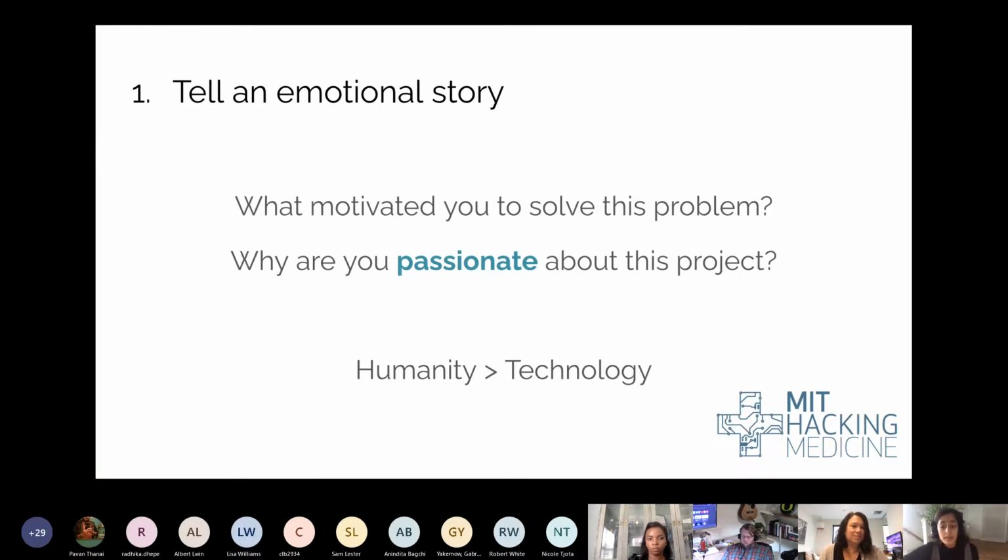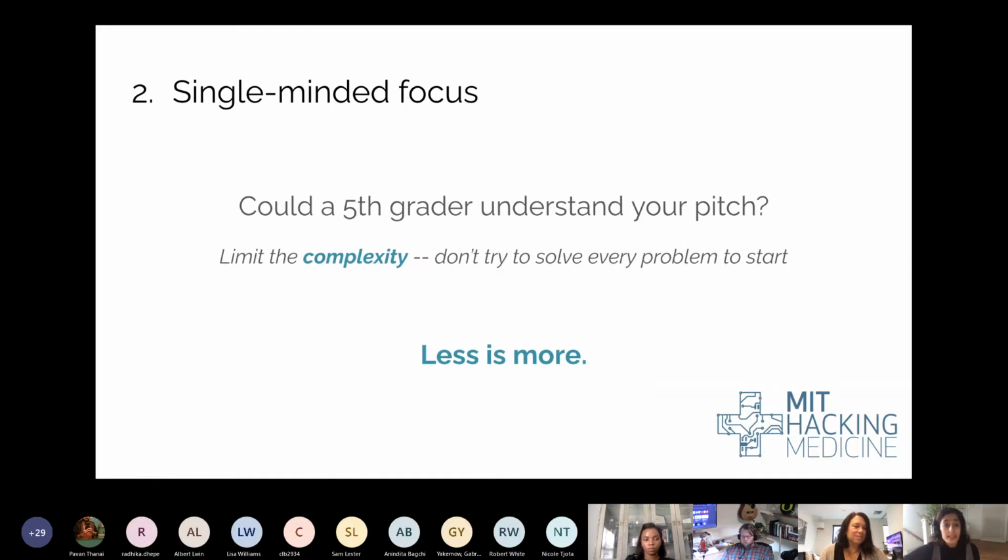You're not really going to be able to push that technology as a solution. The second thing that you want to focus on is making sure that you have a very single-minded focus and that you limit the complexity.